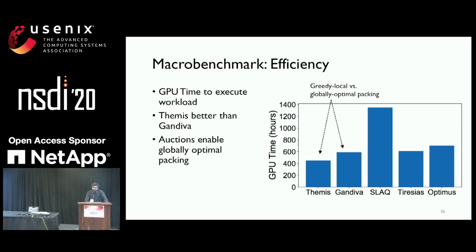We next look at efficiency. For efficiency, we plot GPU hours used to complete execution of the workload for different schedulers. We observe that Themis is more efficient and uses the least number of GPU hours due to more efficient packing of placement-sensitive tasks. Themis does better than greedy packing heuristics in Gandiva due to the auctions, which enable global optimal packing decisions.